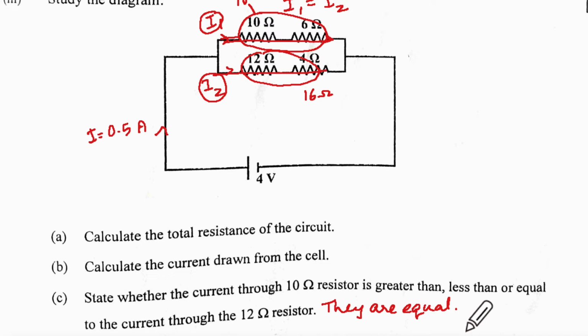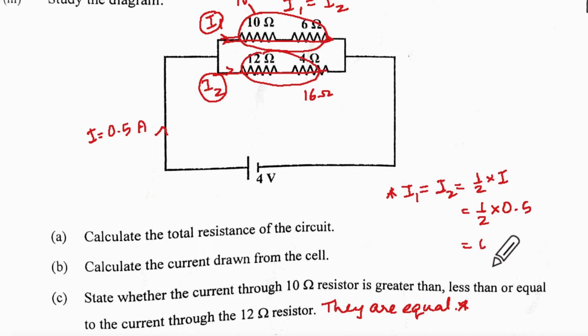Okay, and if you wish to, you can write one more statement below this: I1 equal to I2. Of course, you have to show this in your diagram. I1 and I2 are equal to half of the total current, that will be half into 0.5, and that is equal to 0.25 ampere. So each one of them will have the same current. All right, this was a little tricky one, but it's all right.